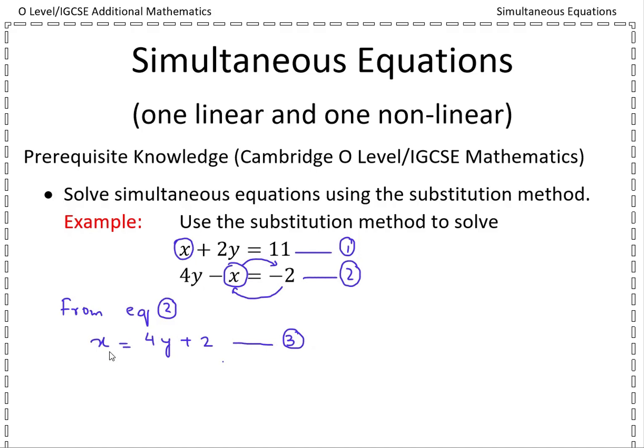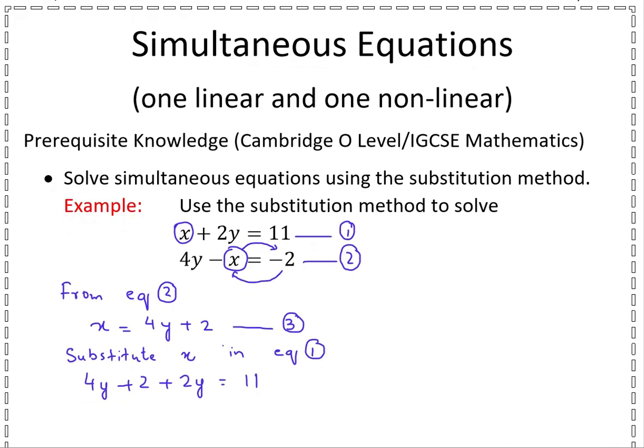Now, we will substitute this equation to equation 1 because we have already made the subject from equation 2. So don't do this mistake. If you have made the subject from equation 2, then you have to substitute it in equation 1. Substitute x in equation 1. When we will substitute it in equation 1, in place of this x, we will have 4y plus 2. Then we have plus 2y here, plus 2y is equal to 11.